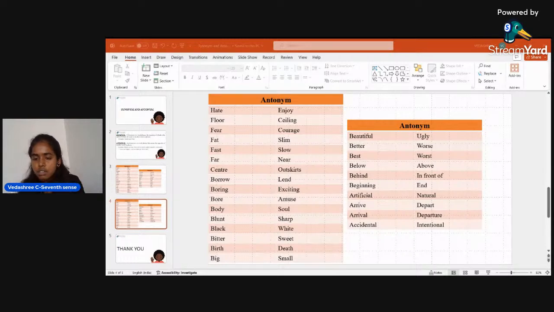No topics. Profit and loss. Yesterday the session was called off due to poor network. Finding the area of circle and square. Okay, profit and loss.